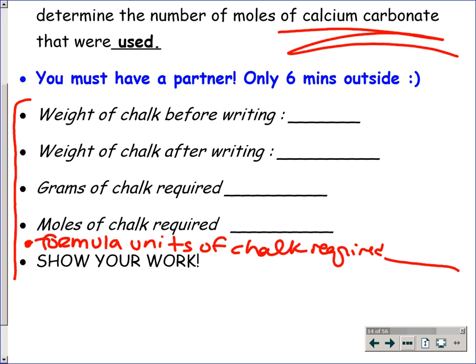This will be written down in everybody's notes or on everybody's paper on their form. It's not individual.